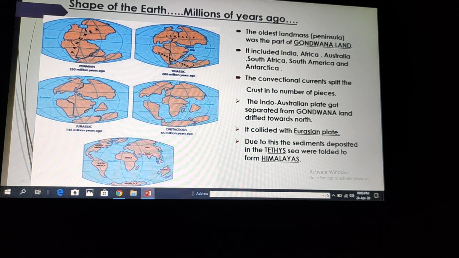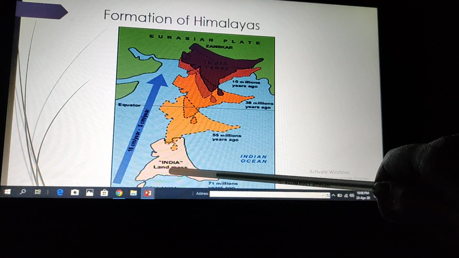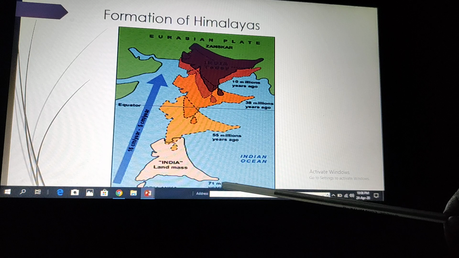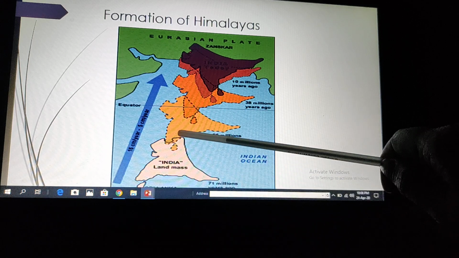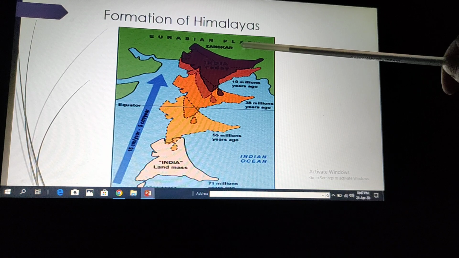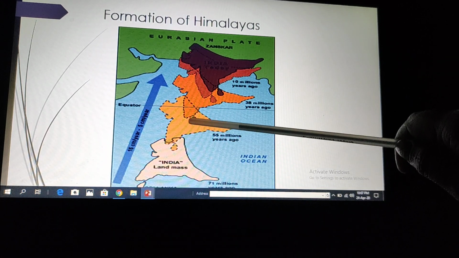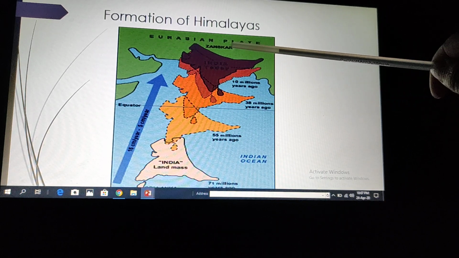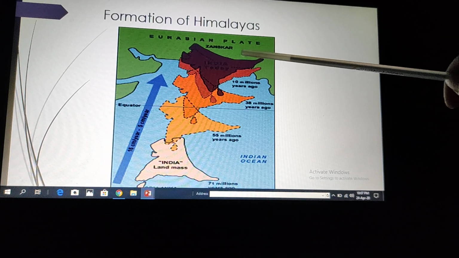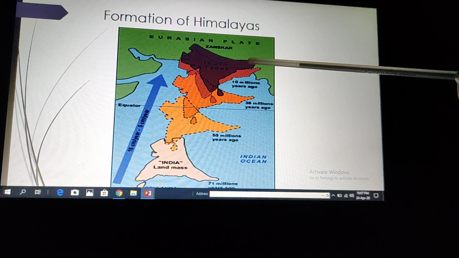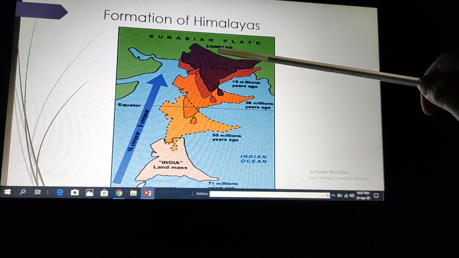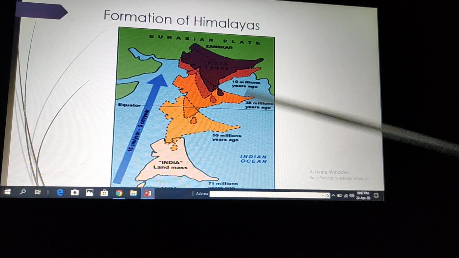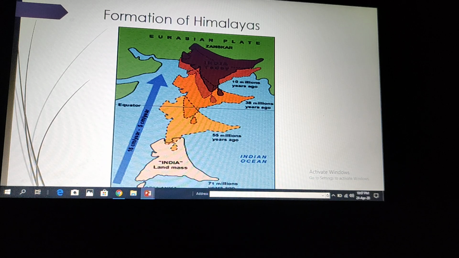Let us see through one more diagram how the Himalayas were formed. When I said that India got separated from the Australian plate, it started moving towards north. Now in the north we had the Eurasian plate. So this is the movement of India towards the north, and when it struck the Eurasian plate, the sediments present in the Tethys Sea in between got folded and became the mountains. Here is a video that will show you the same thing.